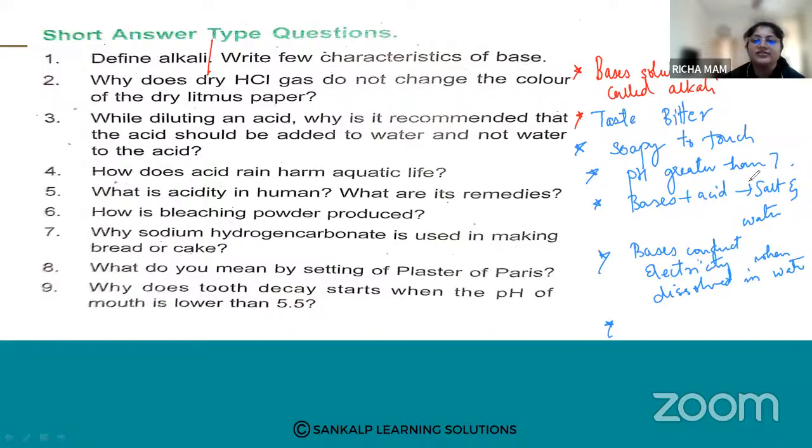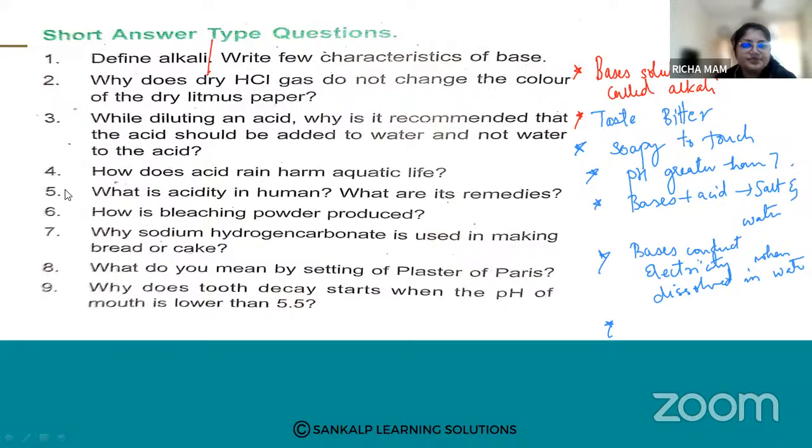Five are enough. So what is alkali? Bases soluble in water are called alkali. What are the characteristics of a base? They taste bitter, they are soapy to touch, their pH is greater than 7. When bases react with acid, they give you salt and water. Bases conduct electricity when dissolved in water. Okay, fine.